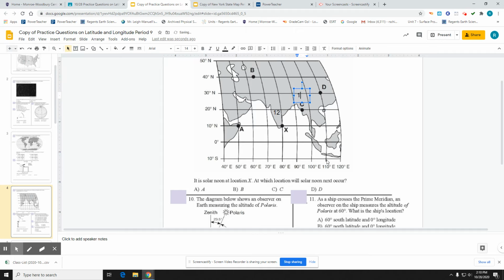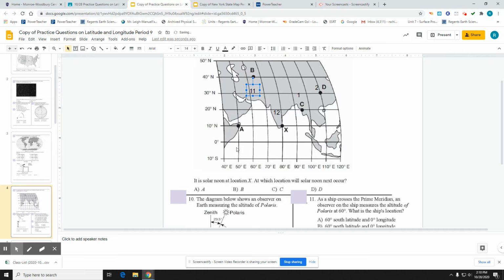This one over here is at 110, the difference of 110 minus 80 is 30. Divide that by 15 and you get a 2-hour difference. So right now at this location, it's 2 o'clock here. Letter B has a longitude of about 65. 65 to 80 is 15 degrees, so this is 1 hour behind. So over here, the time is 11 o'clock.